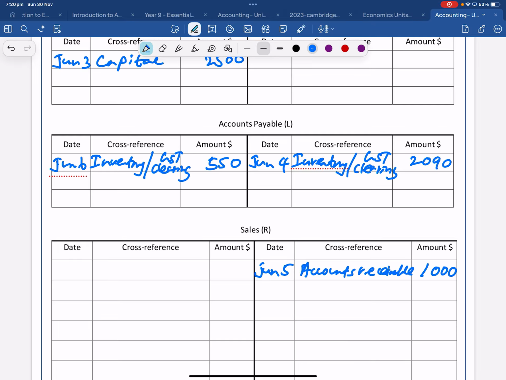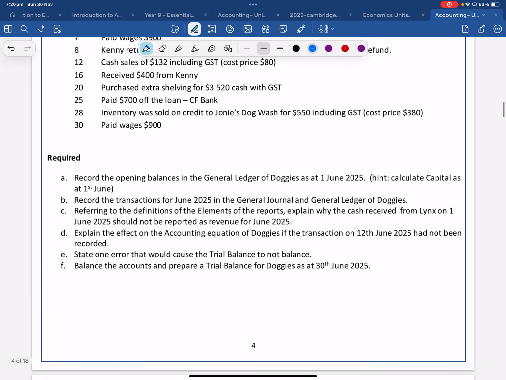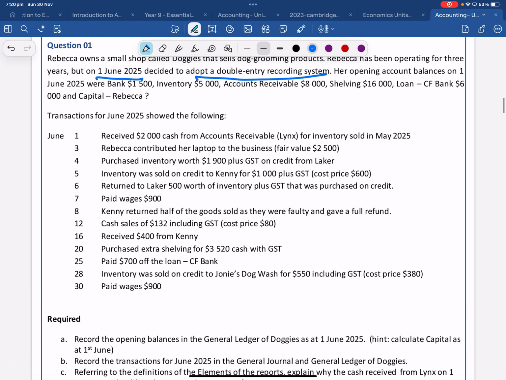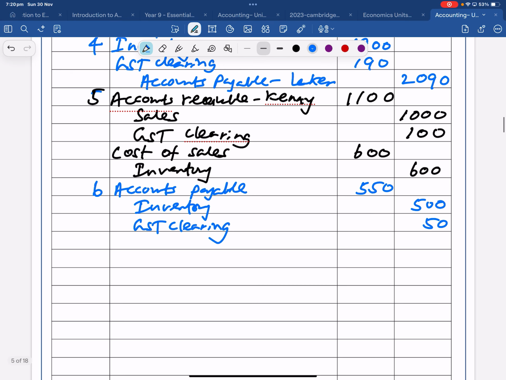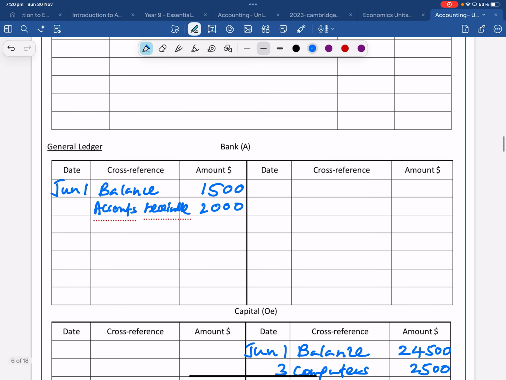Next one, paid wages 900. Yes, what's the double entry, guys? Wages and bank. Wages debit 900. Is there GST here for wages? No. Right, bank. We credit 900.